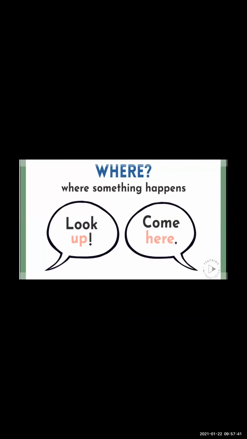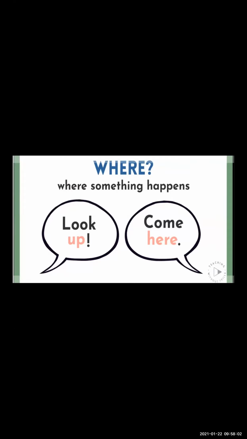Let's see the example. As I have explained, look up, look here, look there. All these are giving you the place where you have to look. Come here. I'm giving you the action: come. You have to come. But where do you have to come? You have to come here. So here is an adverb in the sentence.